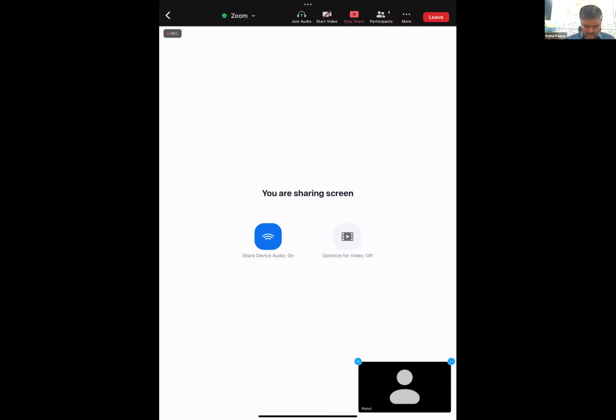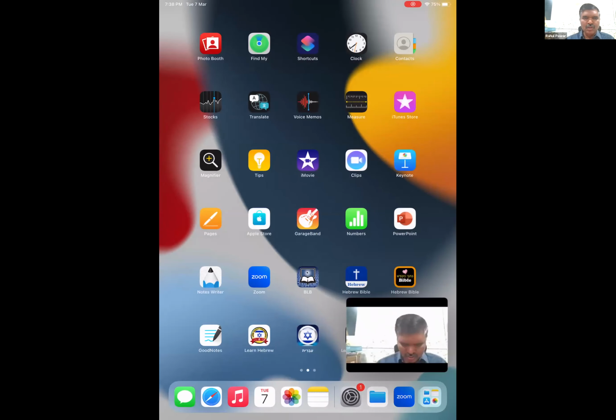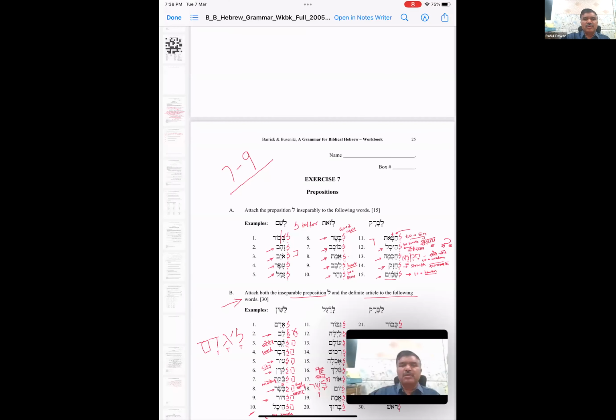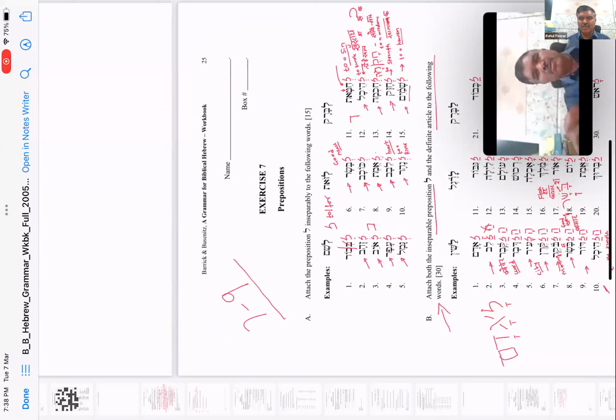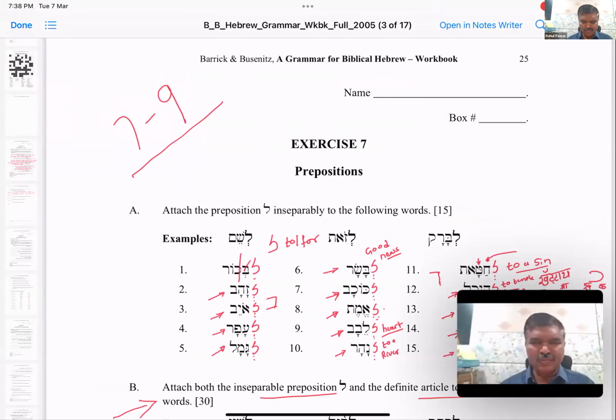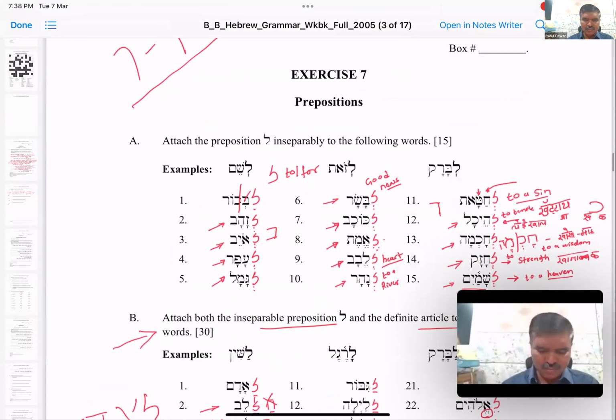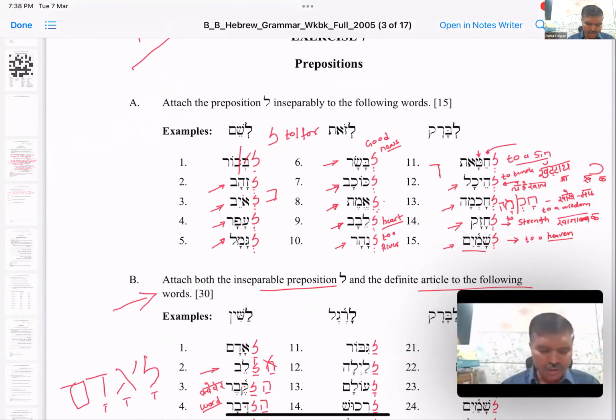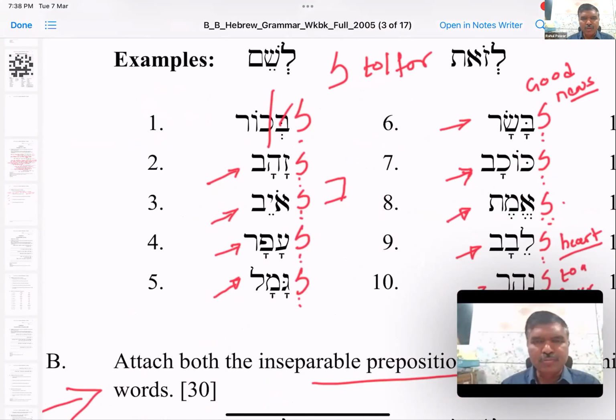Today I'm going to show you the exercise on preposition. So let's turn to exercise number 7 on preposition. Are you able to see? Let's read first. Decor.